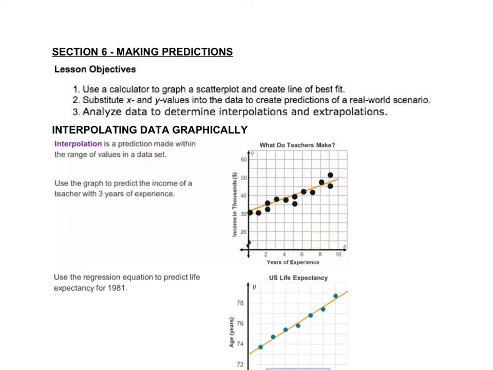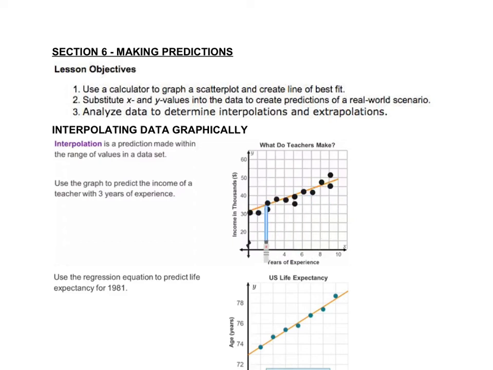So we use these scatter plots and lines of best fit to make predictions about what's going to happen in the future. So we can follow these patterns, draw trend lines, and then make predictions based off of that, okay? So interpolating data graphically means that a prediction is made within the range of values in a data set. So interpolating means that I'm going to look at the graph here, and I can just answer questions based off of this graph, okay?